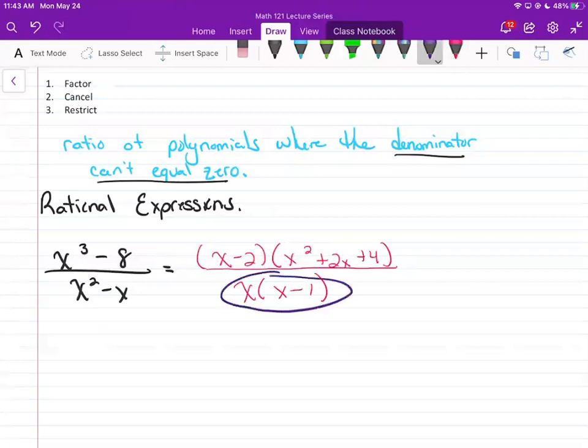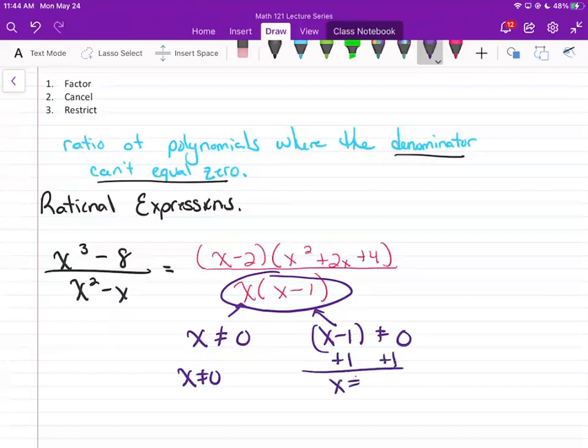When we're worried about restrictions, we are only worried about the denominator. And you take each piece of the denominator, x and x minus 1, and you set them not equal to 0 and then solve for x. In this case, there are 2 things that are restricted. X cannot be 0, and solving for x on this one, I get x cannot be 1. Those are my 2 restrictions.